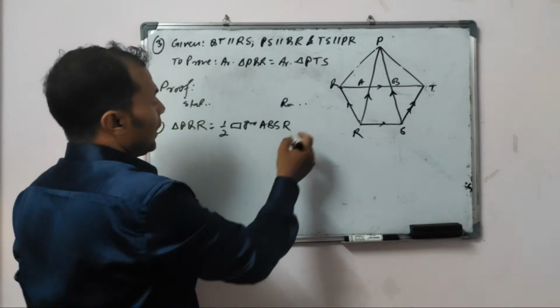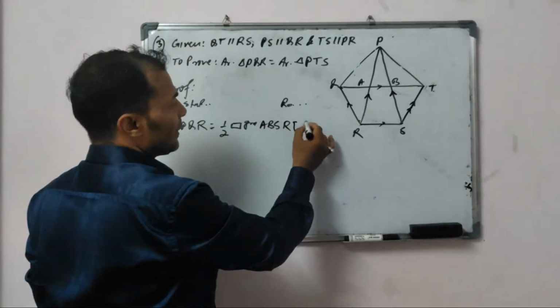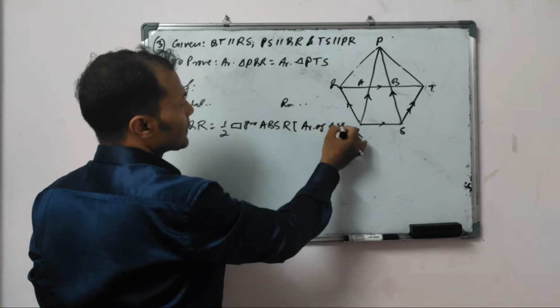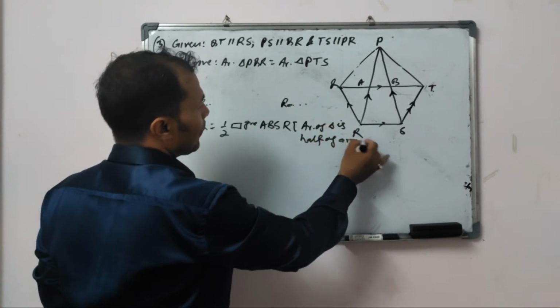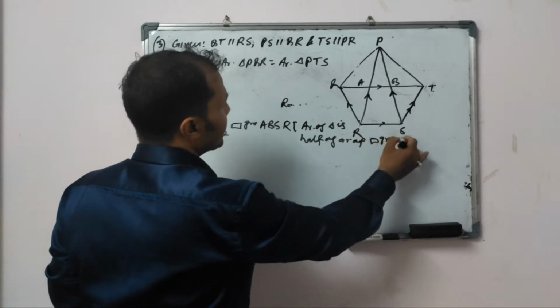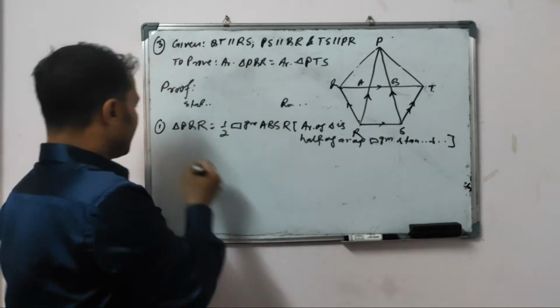Okay. What is the reason? The area of a triangle is half the area of a parallelogram standing on the same base. So you know that. Number 2 again.